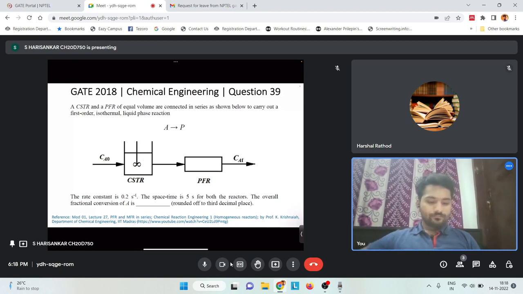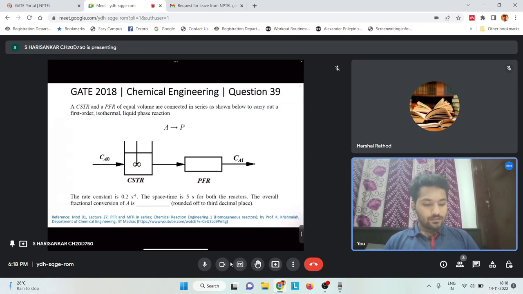So this is a question from GATE 2018, question number 39 from chemical engineering. A CSTR and PFR of equal volume are connected in series as shown below to carry out a first order isothermal liquid phase reaction. The reaction is A giving P. The rate constant is 0.2 second inverse. The space time is 5 seconds for both the reactors. The overall fractional conversion of A is dash, rounded off to third decimal place.